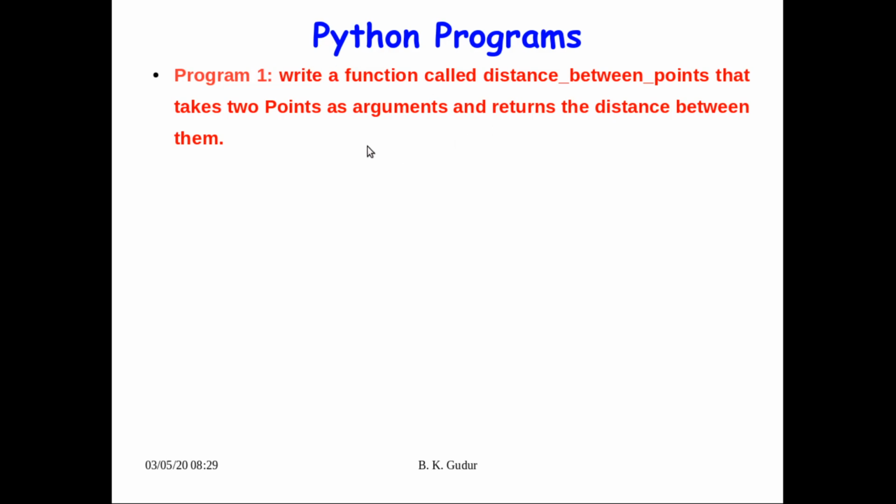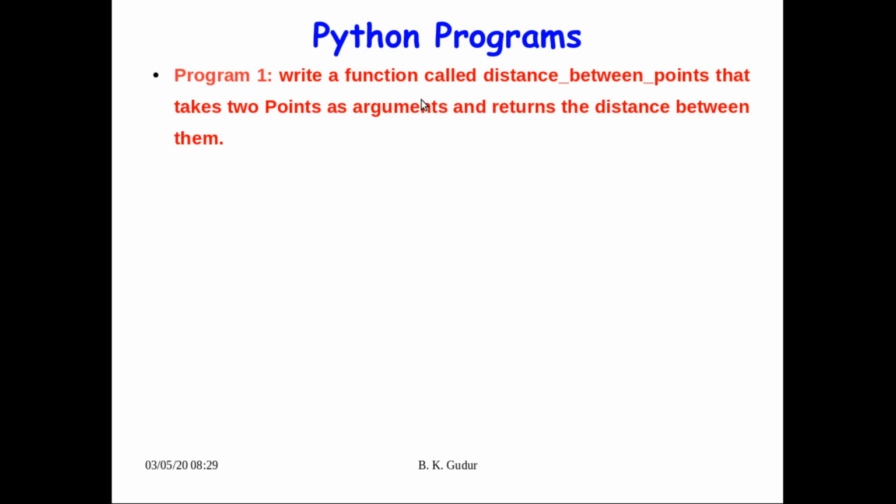So this is the statement of the program. Write a function called distance between points that takes 2 points as arguments and returns a distance between them. Dear students, recall that to write this particular function, we should create a class called point, where we are supposed to create 2 points and find the distance between them.